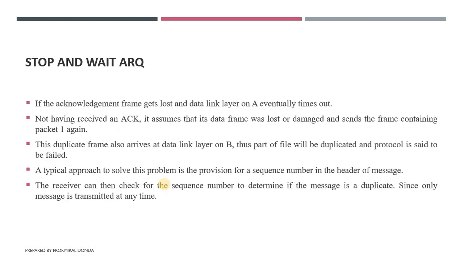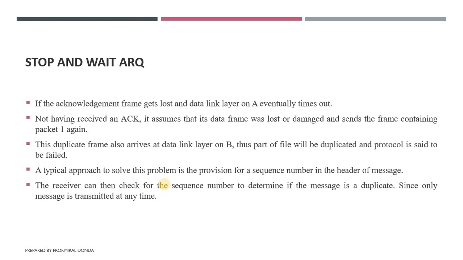If the acknowledgement frame gets lost, the data link layer on A eventually times out. Not having received an acknowledgement, it assumes that the data frame was lost or damaged and sends the frame containing packet 1 again. This duplicate frame also arrives at the data link layer on B. Thus a part of the file will be duplicated and the protocol is said to have failed. So duplicates should also not be received at the receiver side.